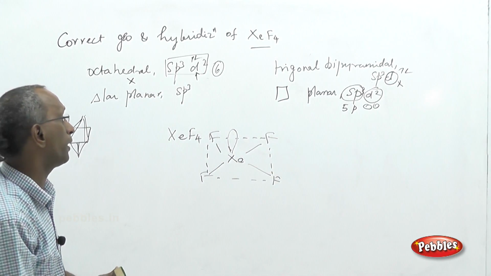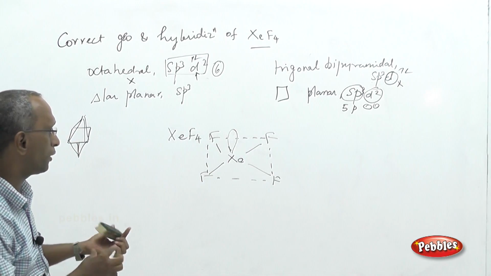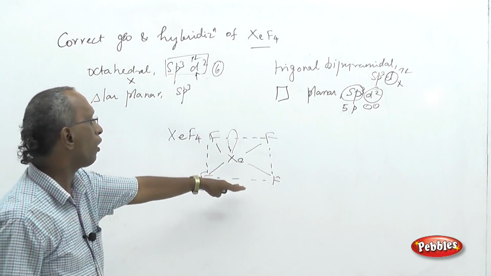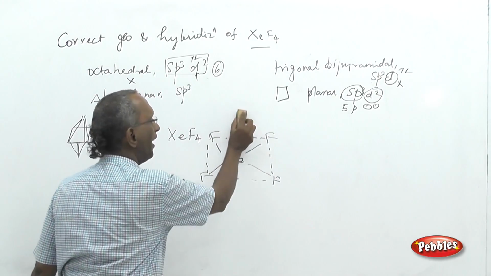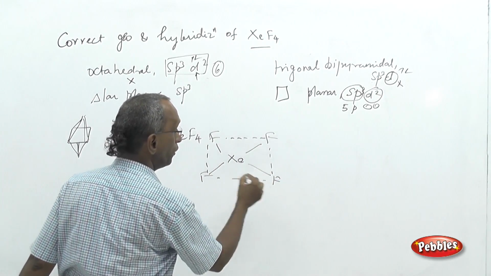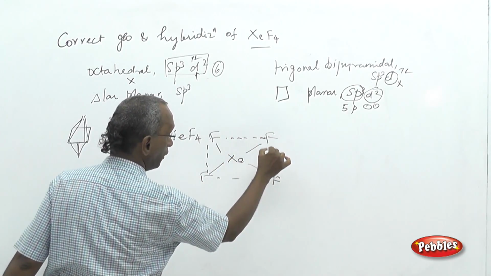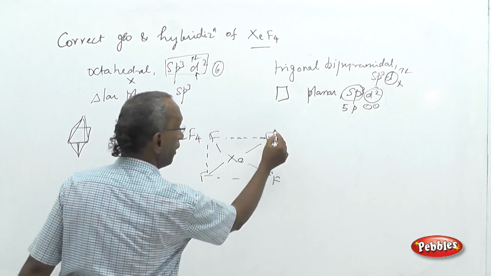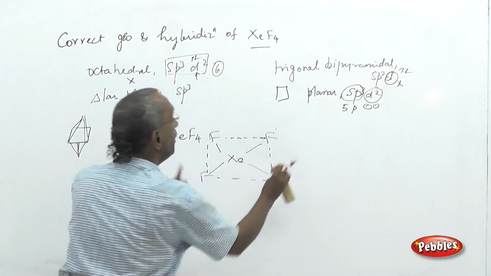So for this structure, square planar, the center of the square is occupied by xenon and the 4 vertices of the square are occupied by fluorine atoms. The total molecule is planar. As usual, the dotted lines denote the geometry. There is no linkage, so it has to be carefully understood. Otherwise fluorine may appear to have 2 valency or more, but fluorine valency is only 1. That is to be noted.